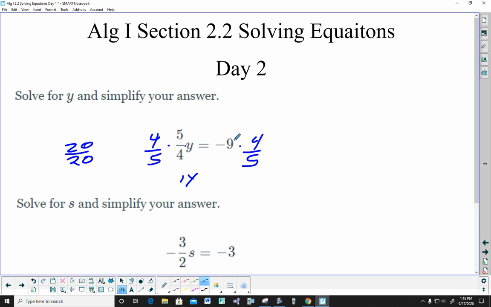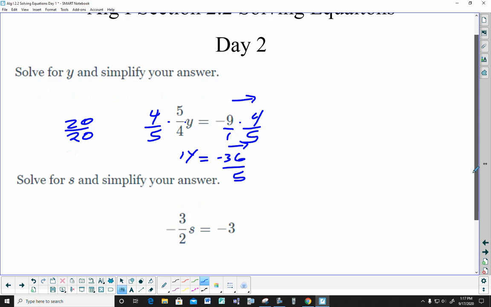The 9, or -9, doesn't go to the top and to the bottom. It's over 1. And remember, when you're multiplying fractions, you just go straight across. So that's -36 over 5. And that's your answer. You don't need to write it as a mixed fraction, nothing. It's done. There's nothing else to do.